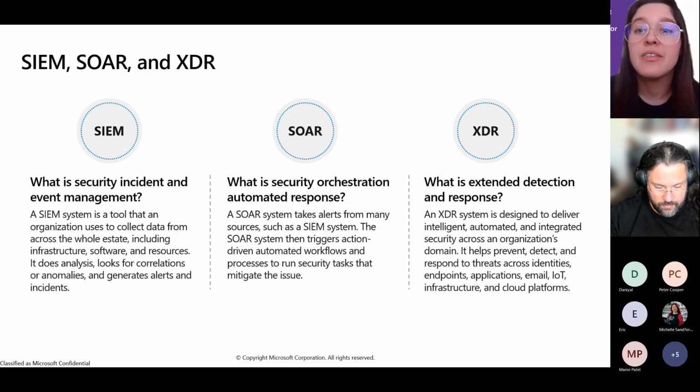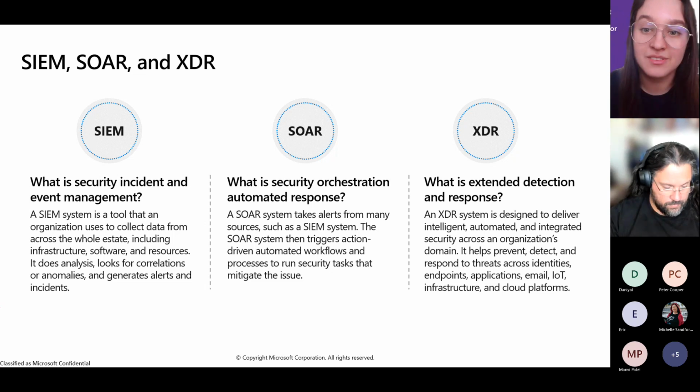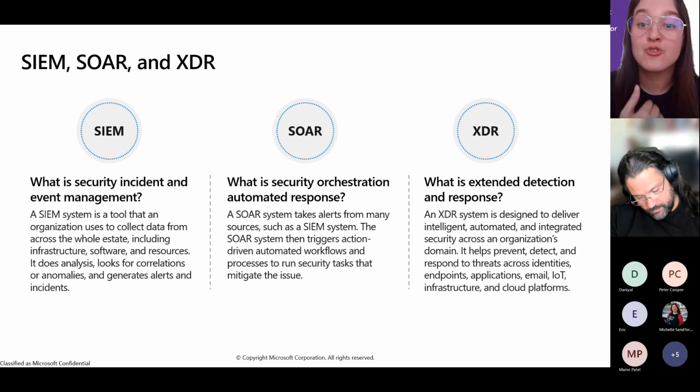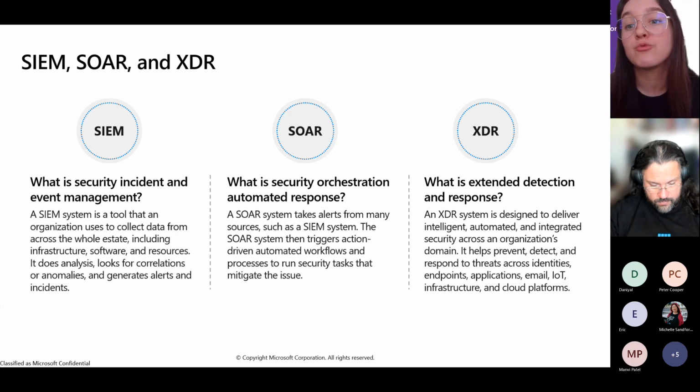So you have the SIEM system, and that's a tool that an organization uses to collect the data across the whole estate, including the infrastructure, software, and resources. It does analysis, looks for correlations or anomalies, and generates alerts and incidents. A SOAR system then takes the alerts from many sources, such as the SIEM system, and the SOAR system then triggers action-driven automated workflows and processes to run security tasks that mitigate the issue.